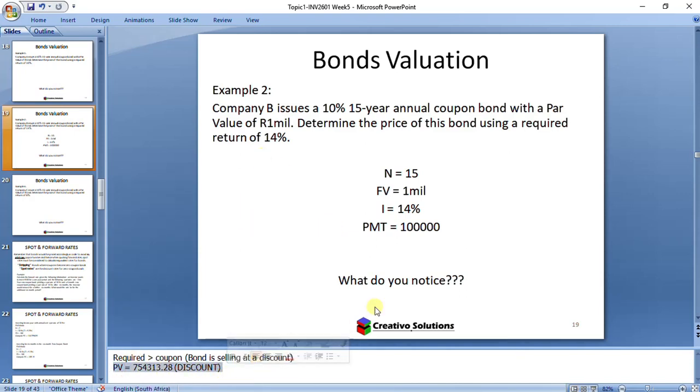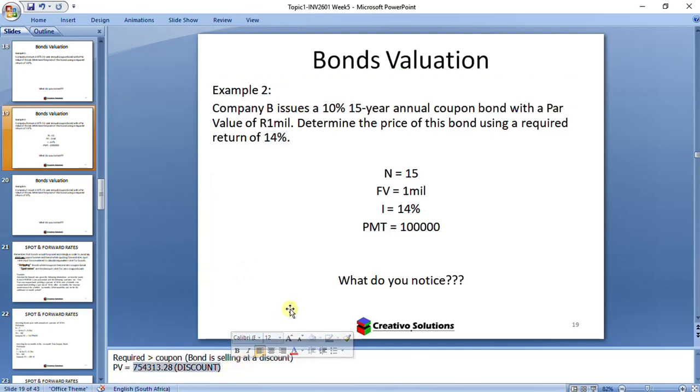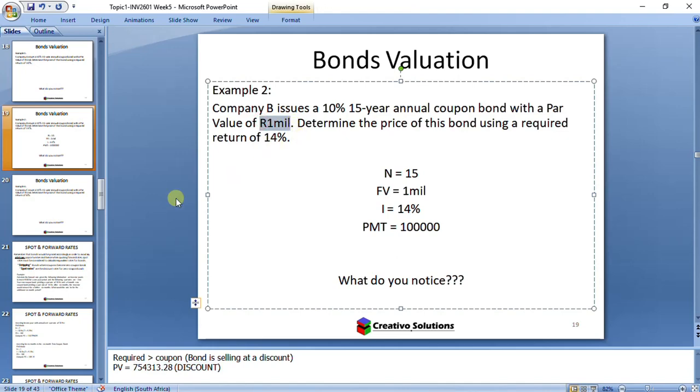What does that represent? What do you notice? Well, you can see here that my yield to maturity is greater than my coupon rate. Or you can interpret it like this: your coupon payment is less than your yield to maturity, your required return. So obviously this will be a discount bond. Discount bond meaning less than the face value of 1 million.